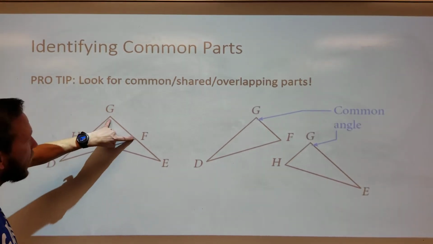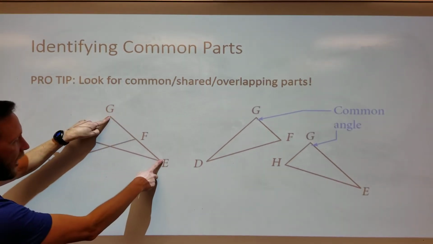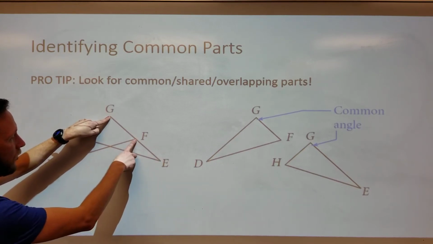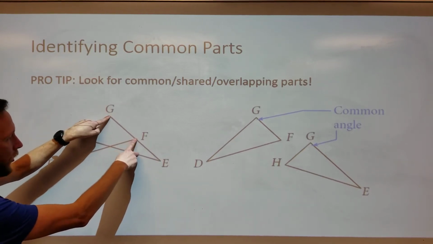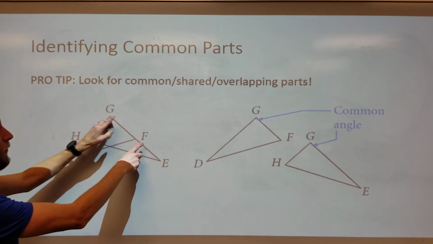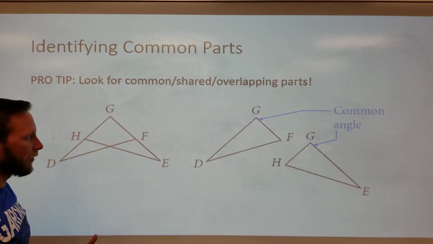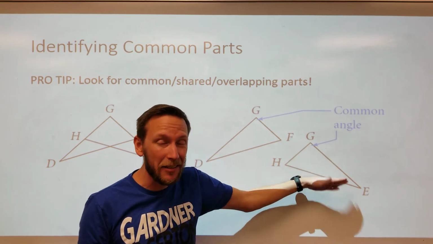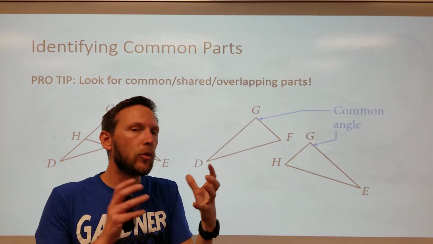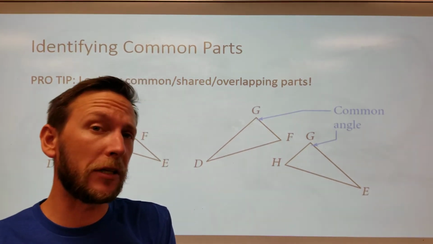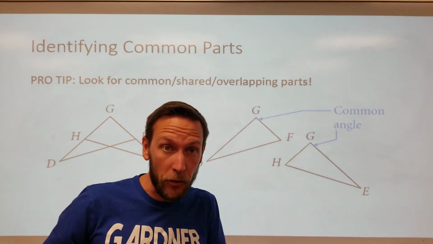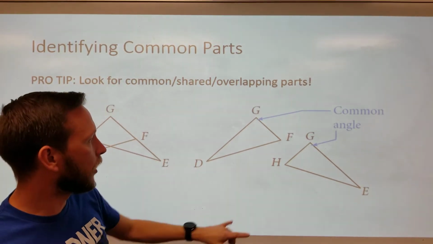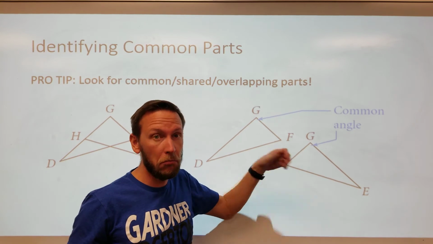Now, I know that this part of this side is in this triangle, and it's also part of this side in that triangle, but I'm not going to say that GF is congruent to GF. That's not useful because GF is a side here, but it's not a side in the second triangle. We want to be aware of things that do overlap but are not necessarily helpful in proving the triangles congruent, all right? Here, this is the same angle, so that's useful.